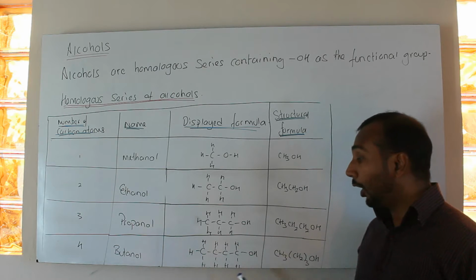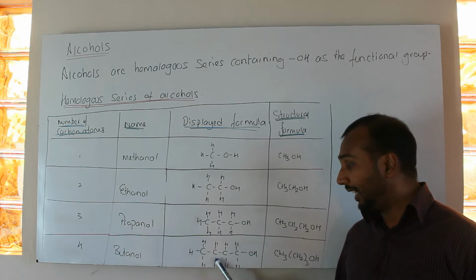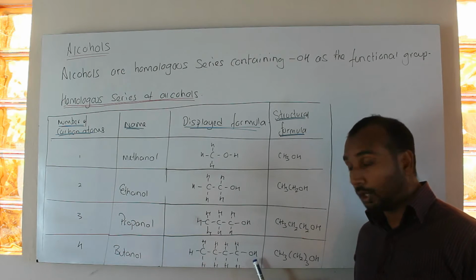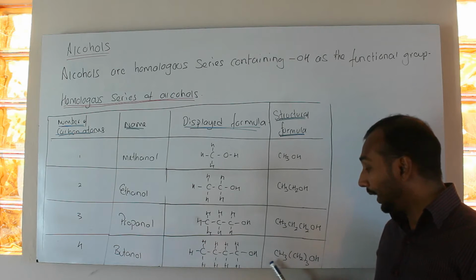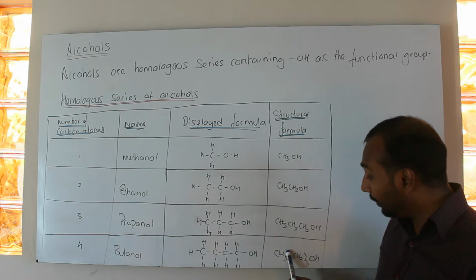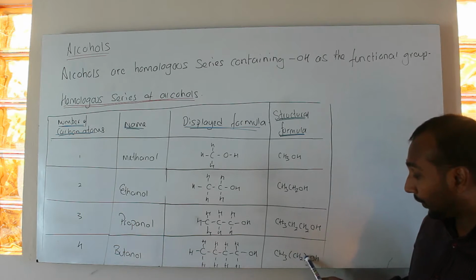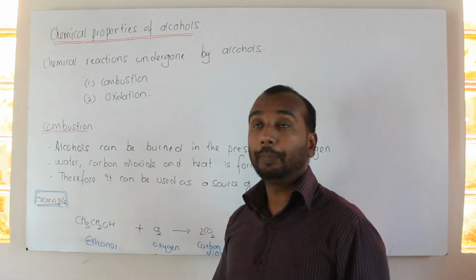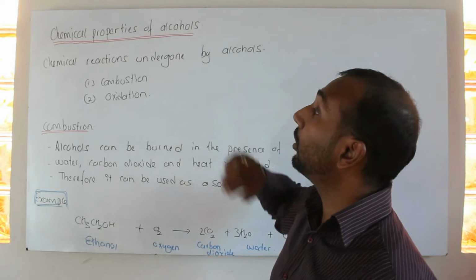Now instead of writing CH3 and CH2, CH2, CH2OH, we can just write CH3, and then we have CH2 3 times. We just write in brackets CH2 3 times, then OH. In the next part here, we're going to look at the chemical properties of alcohols.